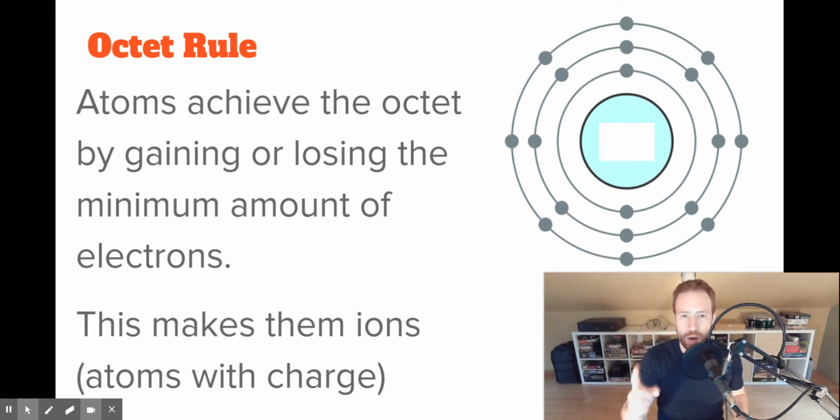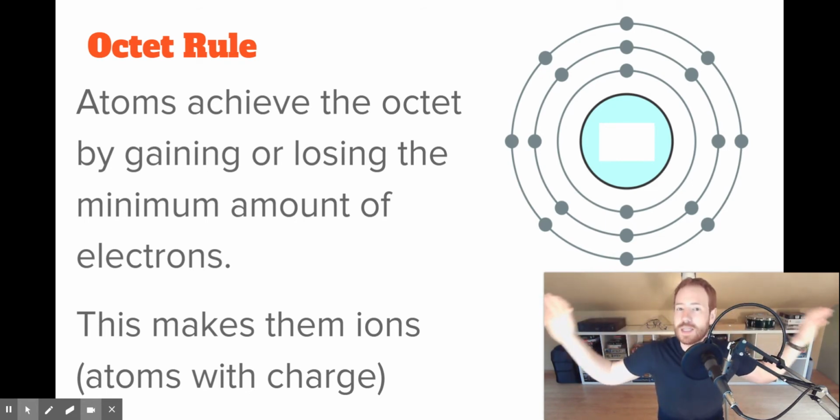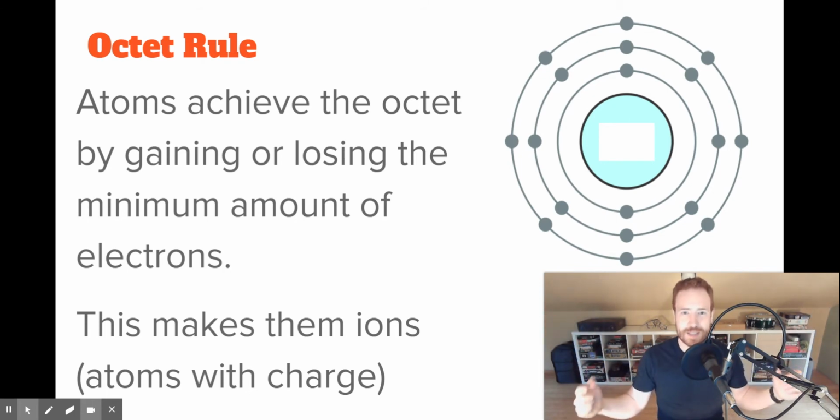So if something only has one valence electron, it's going to try to lose that electron, because when you lose the one electron in your valence shell, that whole shell just kind of doesn't exist anymore. And now the level below it is the outermost shell of electrons, and it's already full. So sometimes losing electrons is the best way for atoms to achieve the octet rule, which is kind of counterintuitive.